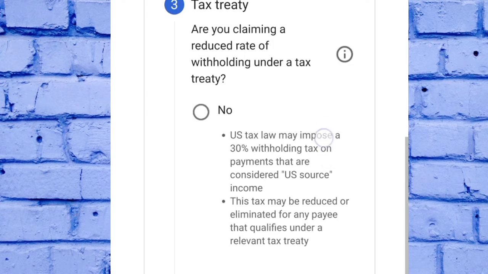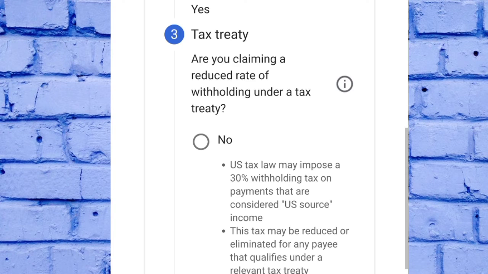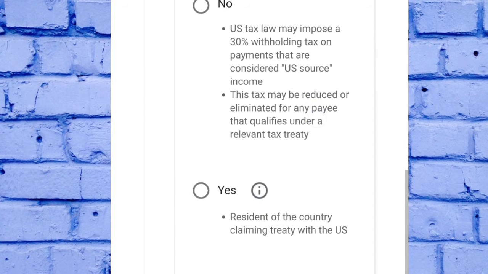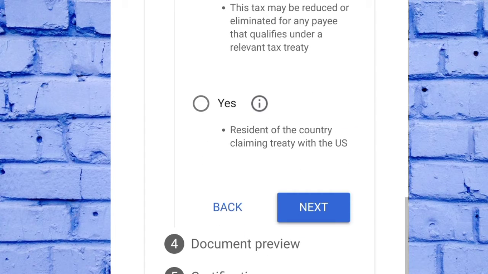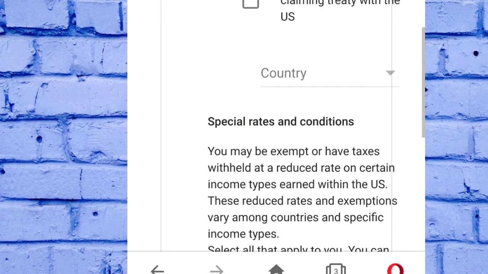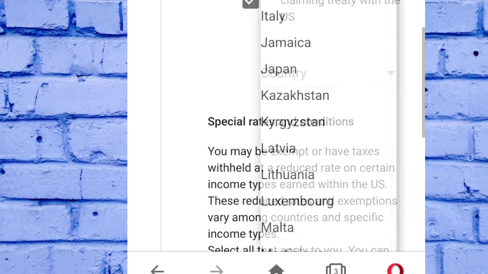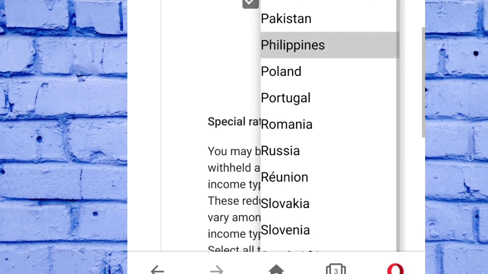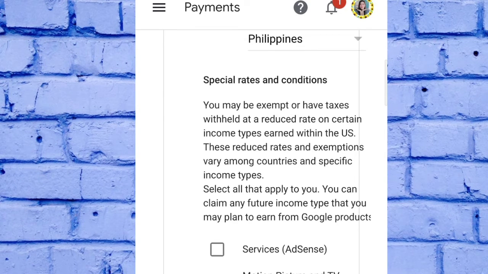So, next question is about tax treaty. Are you claiming a reduced rate of withholding under a tax treaty? So, the first choice is about the U.S. tax law may impose a 30% withholding tax on payments that are considered U.S. source. So, then next is resident of the country claiming with the U.S. Dito, put natin yung Philippines.